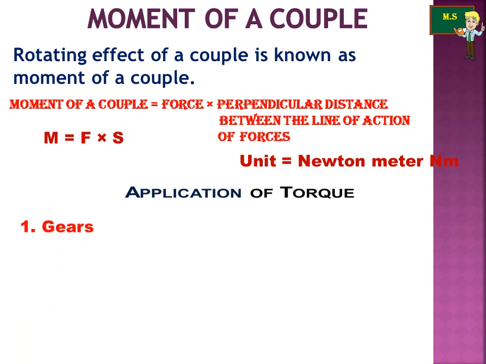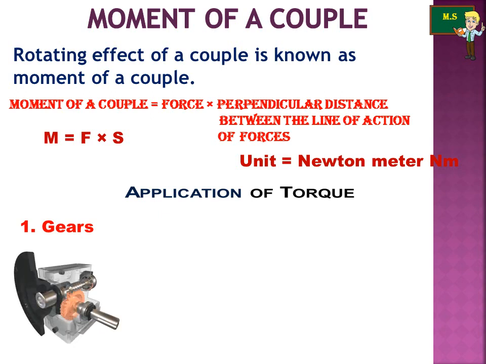First one is gears. I think you all know where the gears are used. The gears are used in most of the vehicles. Gear is a circular wheel with teeth around its rim. It helps to change the speed of rotation of a wheel by changing the torque and helps to transmit the power to the vehicle. Second one is seesaw.